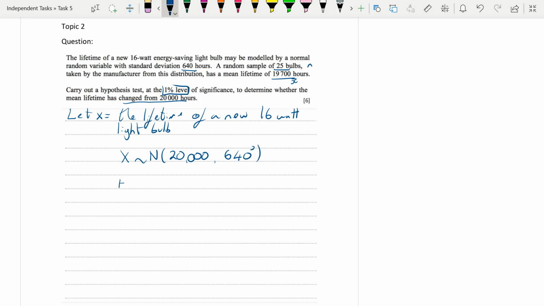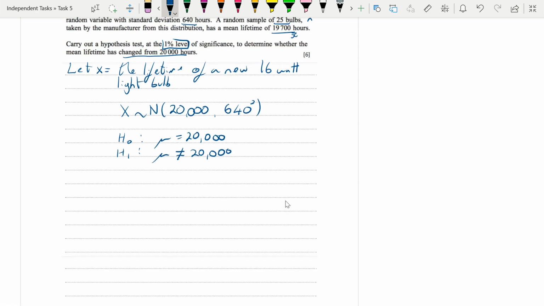Okay, and my next thing is I'm going to set up my H0 and my H1. Okay, mu is currently 20,000. I want to see if it's changed from that. So because it's not greater than or increased or decreased, it's going to be not equals to. Okay, because it could be either. If I'm talking about being changed, it could be bigger than it could be less than it. As long as it's changed, that's what matters.